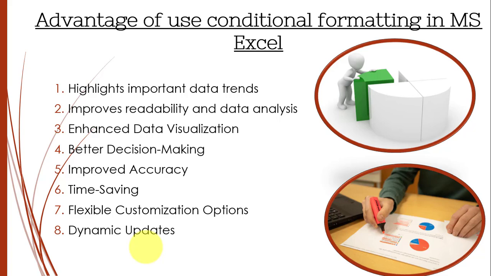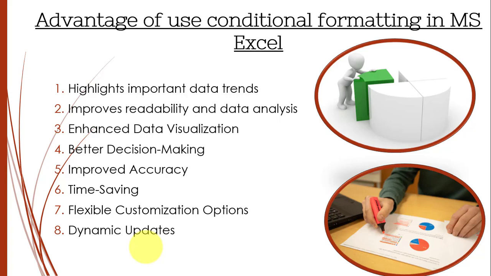The sixth one is time saving. If you manually enter the format one by one, it takes a lot of time. But if you put the condition or specific criteria in Microsoft Excel, it automatically highlights if the criteria are satisfied, right? So it saves our time. So that is called time saving.